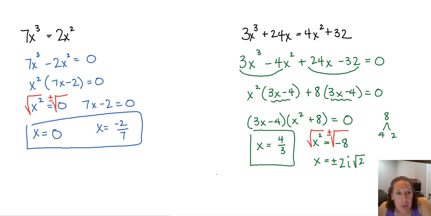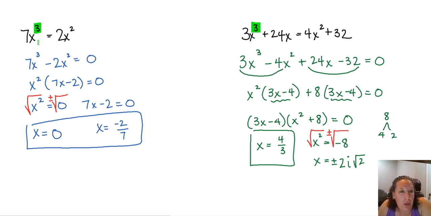And one thing you can use to check on both of these problems, anytime you have a polynomial equation like we do on both of these examples, the biggest degree is going to tell you how many solutions you have. So the one we just did, we had a degree of 3, and we get 3 answers. We've got 4/3, and then we have a positive 2i square root of 2 and a negative 2i square root of 2 for our 3 answers.